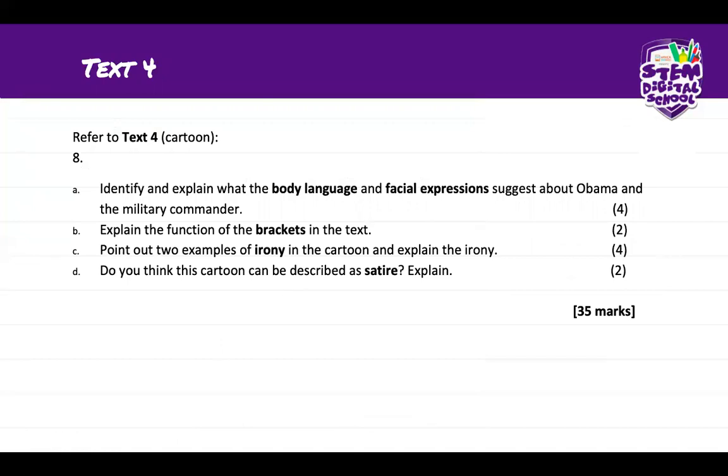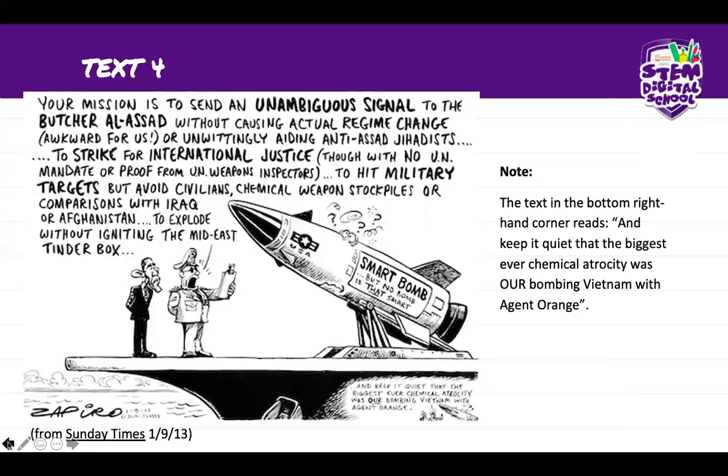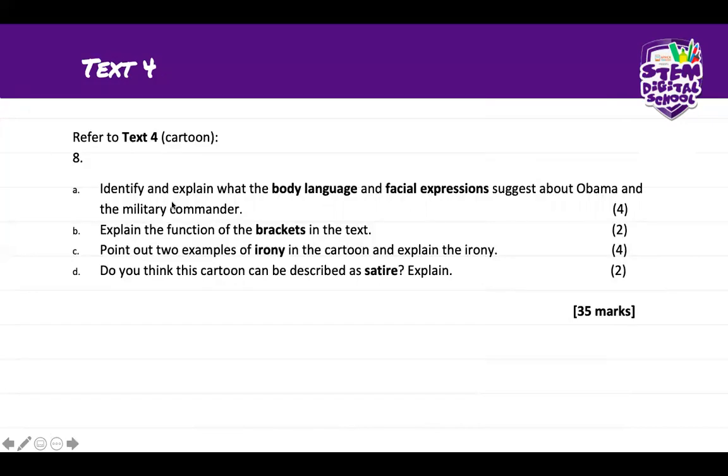Refer to text 4, the cartoon. A, identify and explain what the body language and facial expressions suggest about Obama and the military commander. Oh, okay, so that was Obama, not the military commander. So that's Barack Obama, guys. My bad. But it also makes sense, I think, given the text, definitely. About Obama and the military commander. Okay.